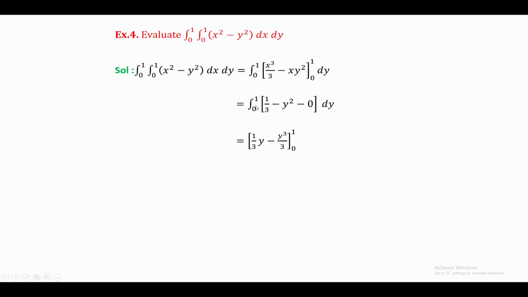So 1 by 3 integration dy is y minus of integration of y square is y cube by 3, y varies from 0 to 1. Now first put the value of y is upper limit 1, so this is 1 by 3 minus 1 cube by 3 minus of, put the value of y is 0, so 0 minus 0 equal to 1 by 3 minus 1 by 3, and is equal to 0.